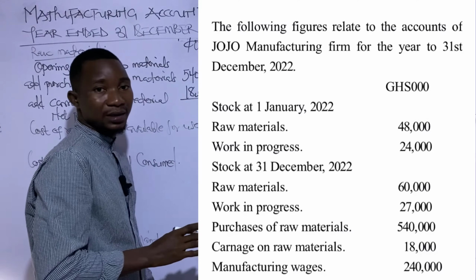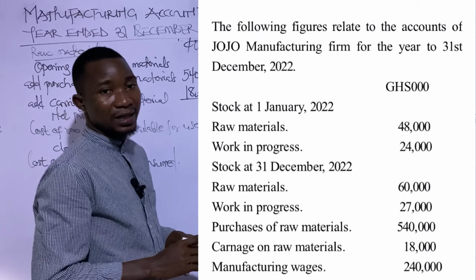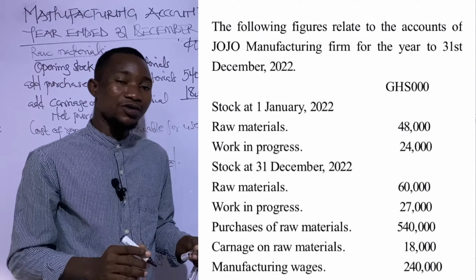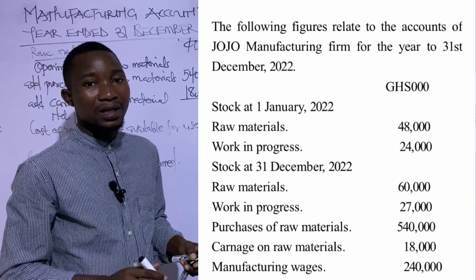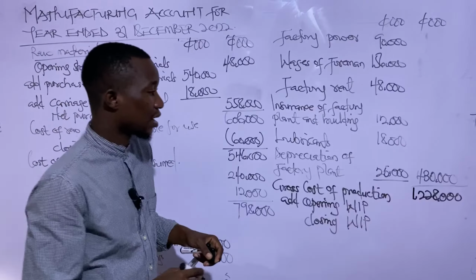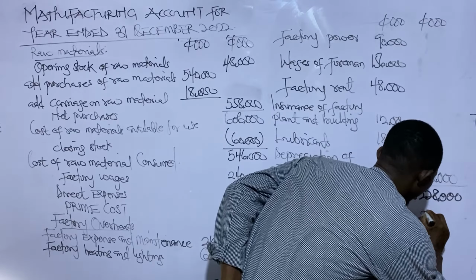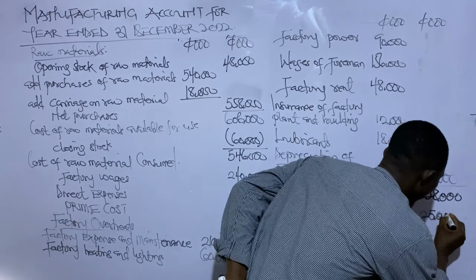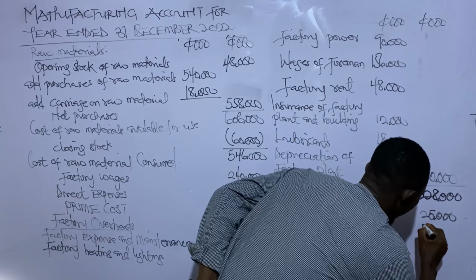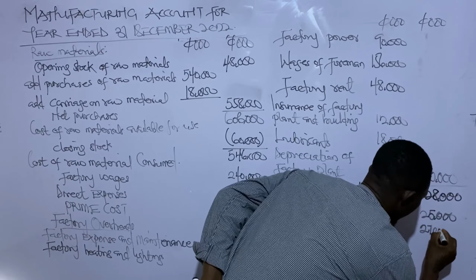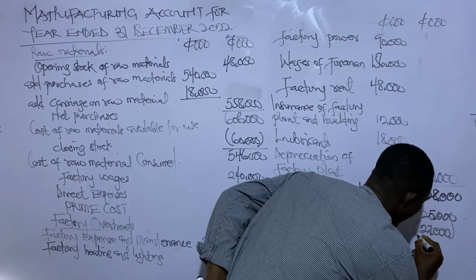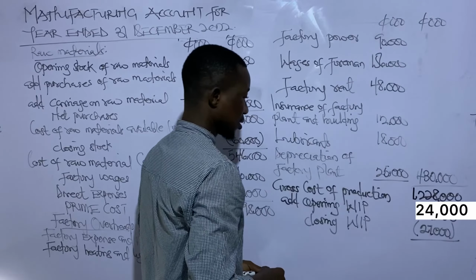And from the question, the opening work in progress is 25,000 and the closing is 27,000. So we add 25,000, then we subtract 27,000. We less, so we put it in brackets.